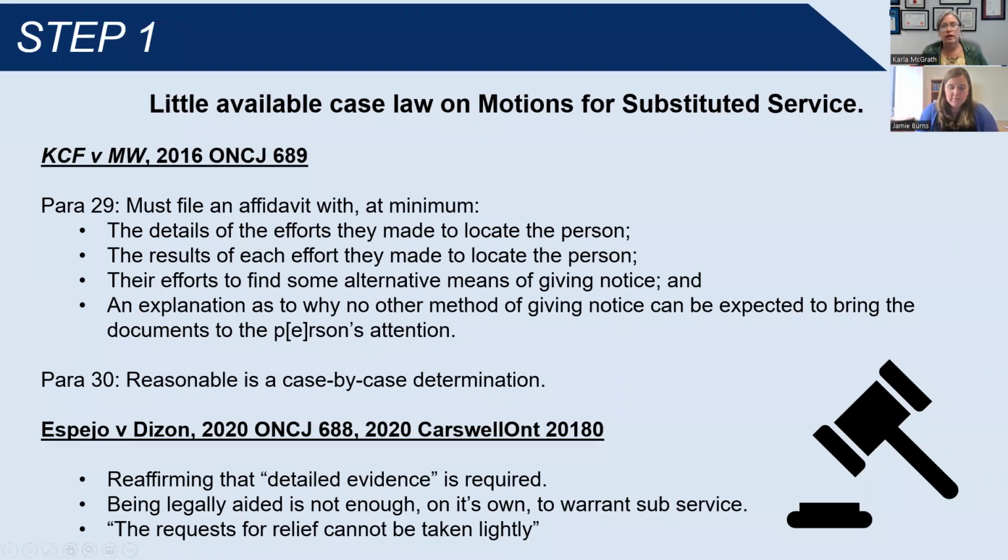We'll just touch briefly on the available case law for substituted service. There isn't a lot of it. We have a couple of cases listed here, and these cases are similar to what we're doing here. They're taking you through the rule and restating the rule and applying it to some degree. One of the notes here: reasonable is a case-by-case determination. And so you have to look at your situation and determine what's reasonable in that particular situation.